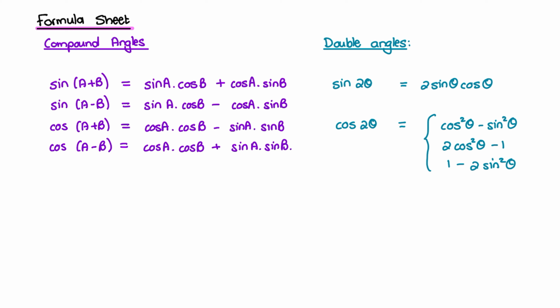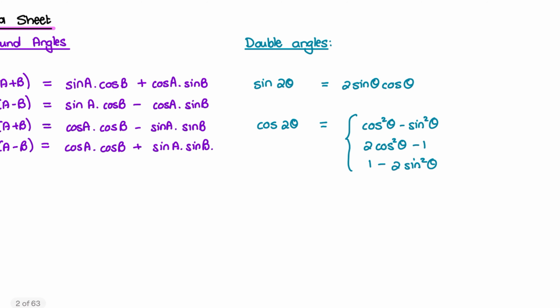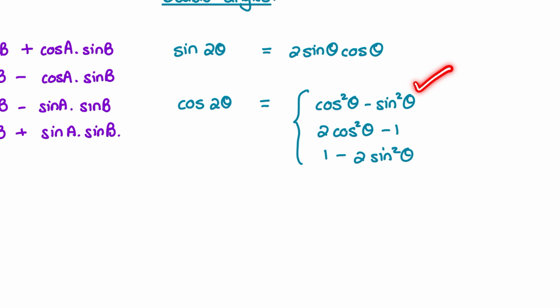But for cos 2 theta, we have 3 different options. So it'll either be cos square theta minus sine square theta, or 2 cos square theta minus 1, or 1 minus 2 sine square theta.